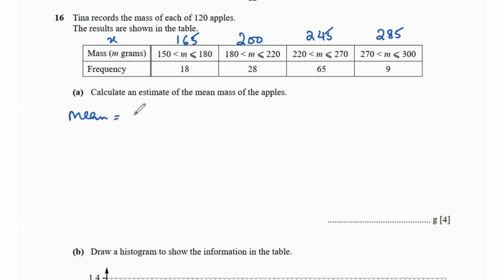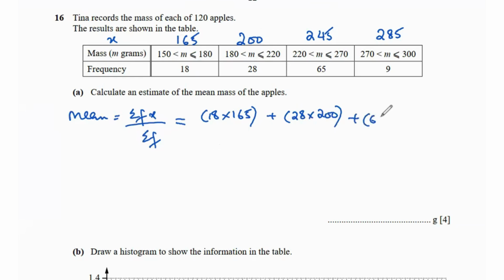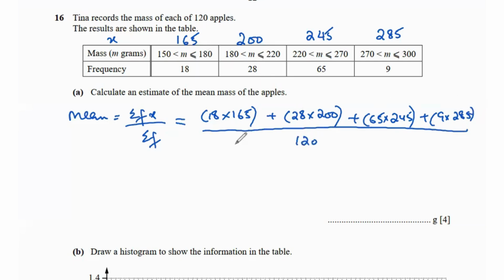Mean is basically sigma fx over sigma f. Sigma means sum. So what we do is we multiply the frequency by the x value and then add it to the next frequency times x value and so on. So basically 18 times 165 plus 28 times 200 plus 65 times 245 plus 9 times 285. And this divided by the total frequency, which is 120.